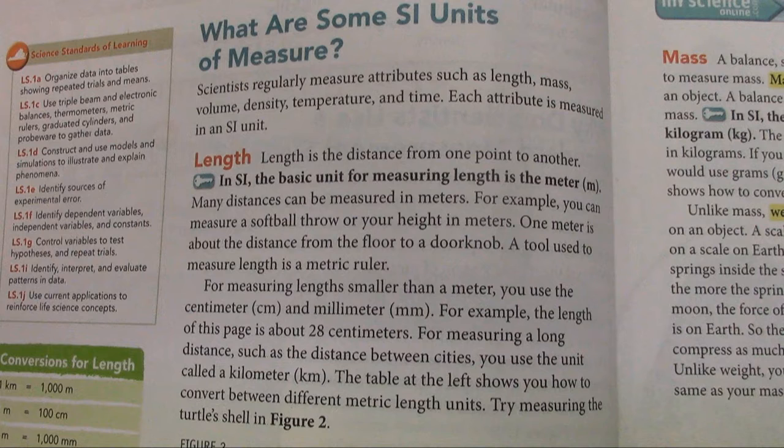Many distances can be measured in meters. For example, you can measure a softball throw, or your height in meters. 1 meter is about the distance from the floor to a doorknob. The tool used to measure length is a metric ruler.